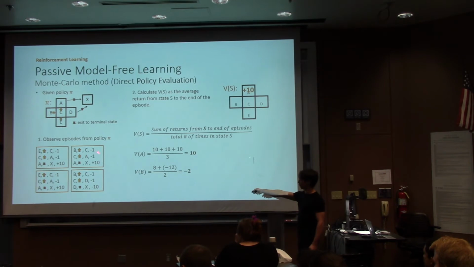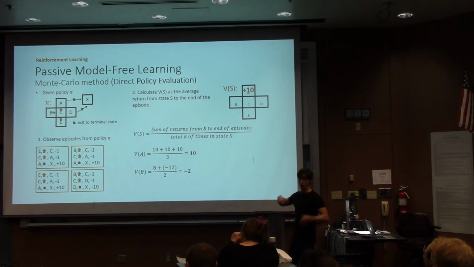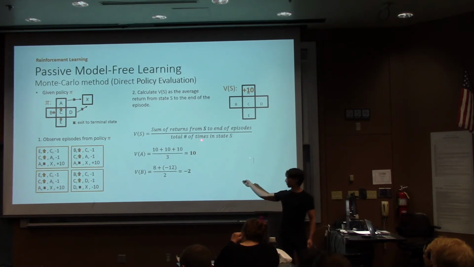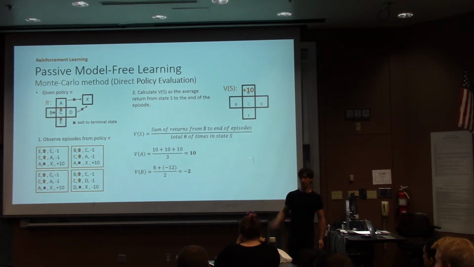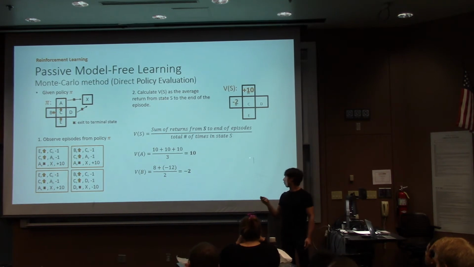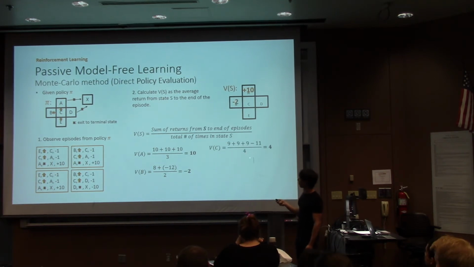We see B twice, and from B we see -1, -1, and 10, so that'll be 8. And we also see -1, -1, and -10, so that'll be -12. We sum them up, we divide it by the total number of times that we saw B, and we get our value estimate for B. We'll do the same thing for each other one.